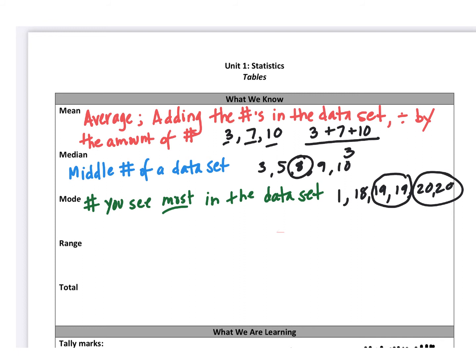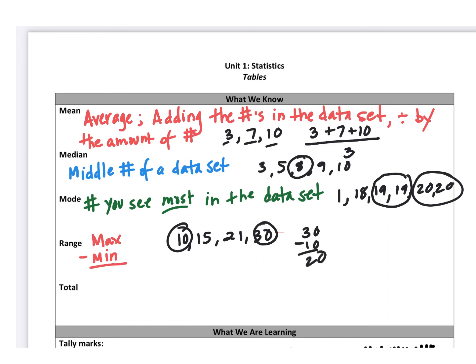All right, next let's talk about range. Range is taking the largest number, which is the maximum, minus the smallest number, which is the minimum of a data set. Okay, so let me show you. Let's say 10, 15, 21, 30. So say that's your data set. You would take this number, and you would subtract them to get your range.